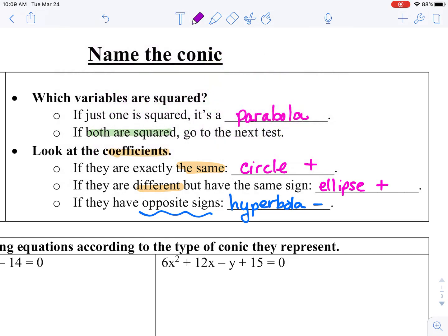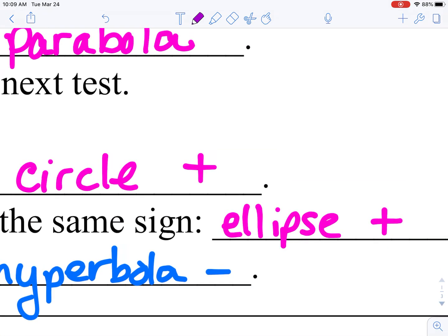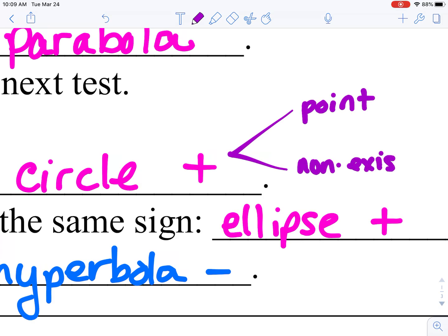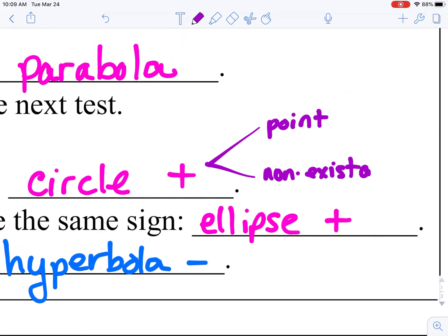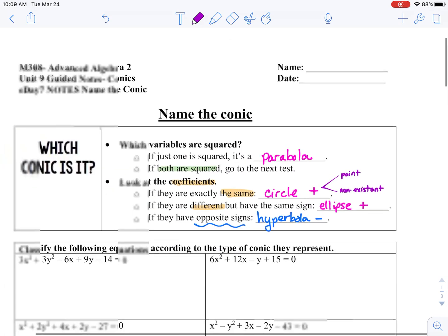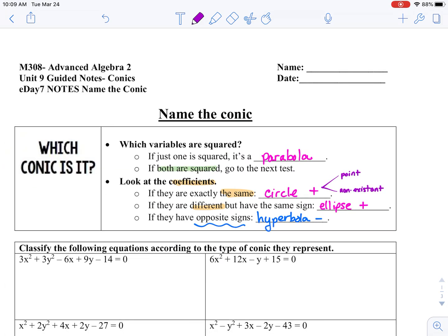The only one that I need you to complete the square on, if they're just asking you to identify, is a circle. Because if you remember when we did a circle, we sometimes had a point, and we also sometimes had something that was non-existent. And that is something that we will have to identify. That is the only one that I would ask you to finish completing the square on.